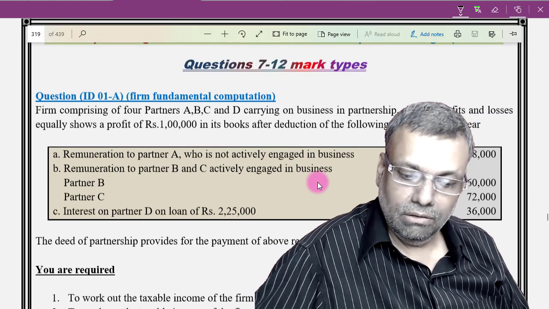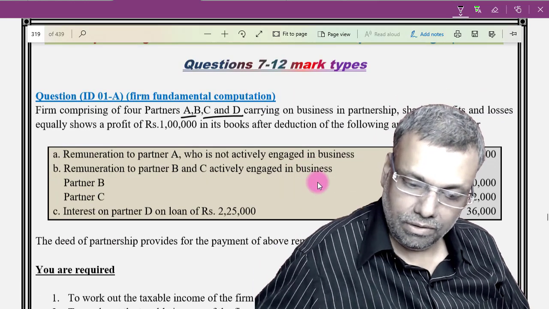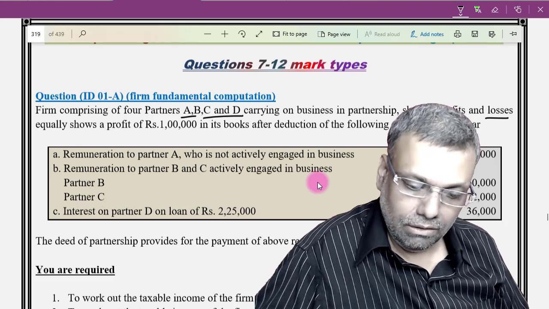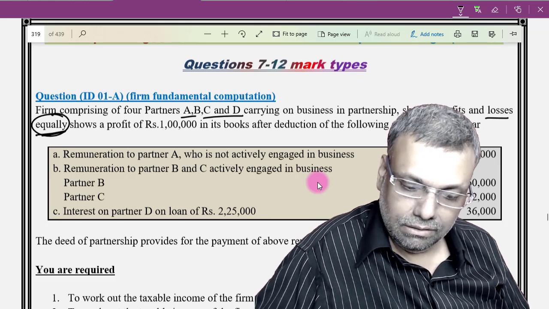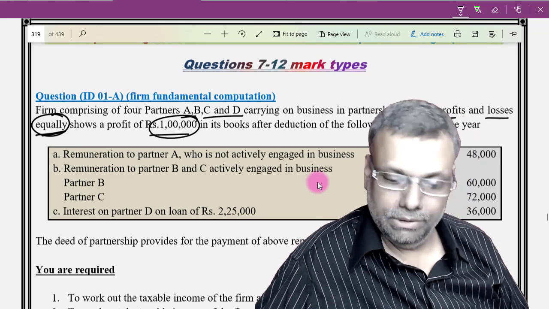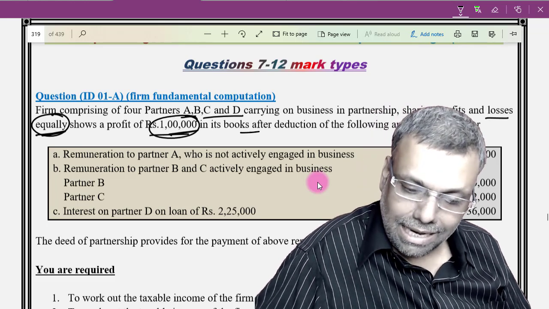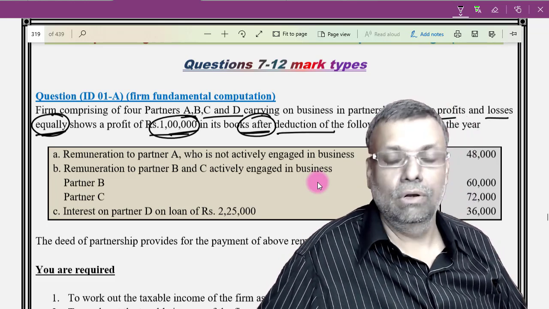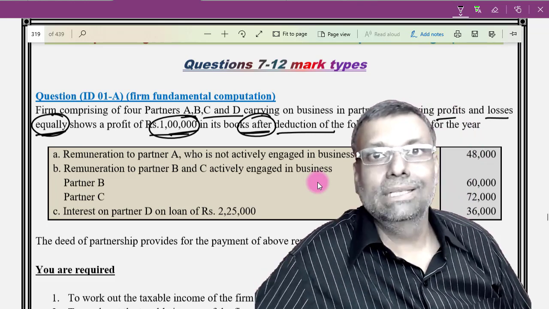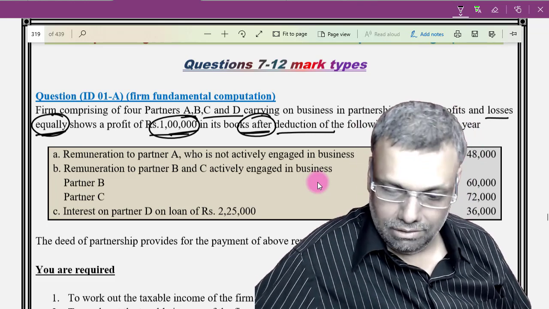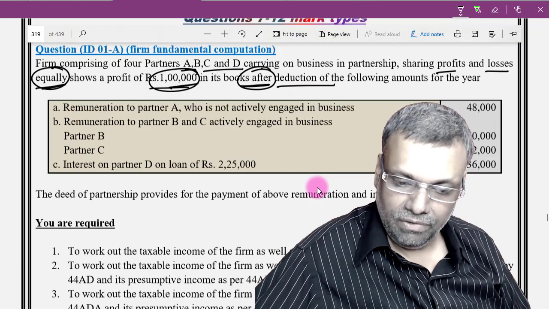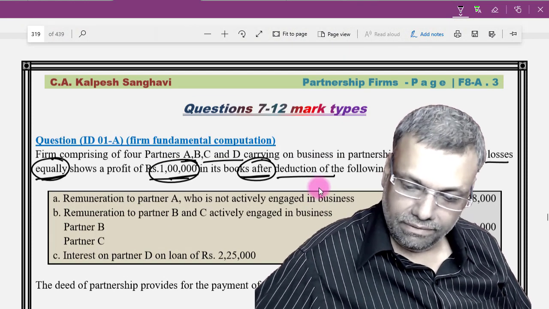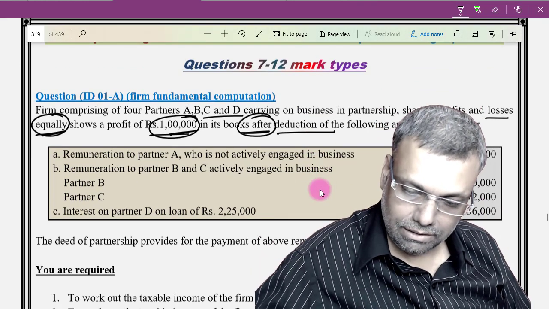Now see, in this particular case there are four partners, sharing profits and losses equally, and the profit is 1 lakh rupees. These 1 lakh rupees is after the deduction of the following items. Let me do the basic computation first, and thereafter I will go step by step to each and every variation.